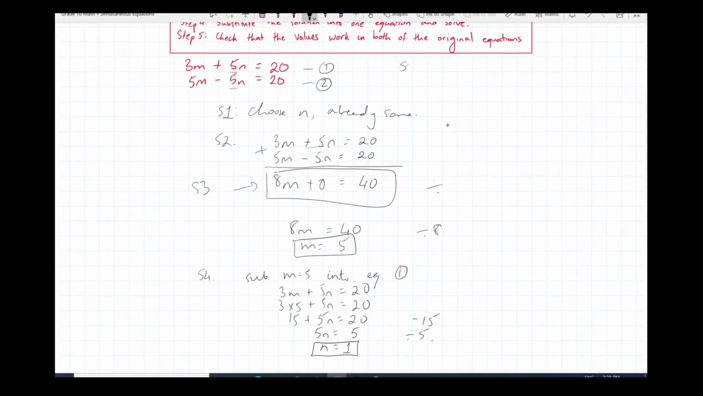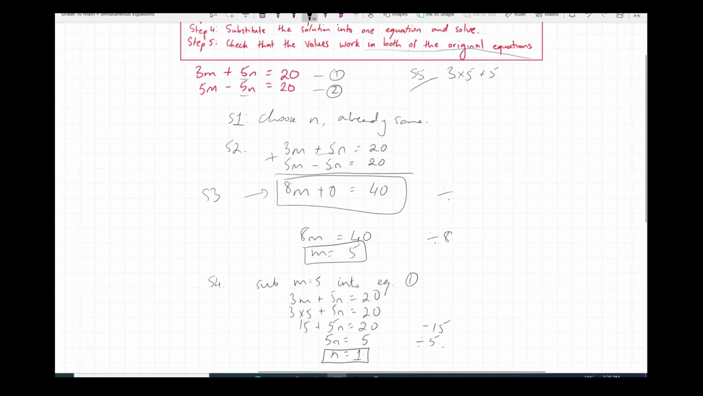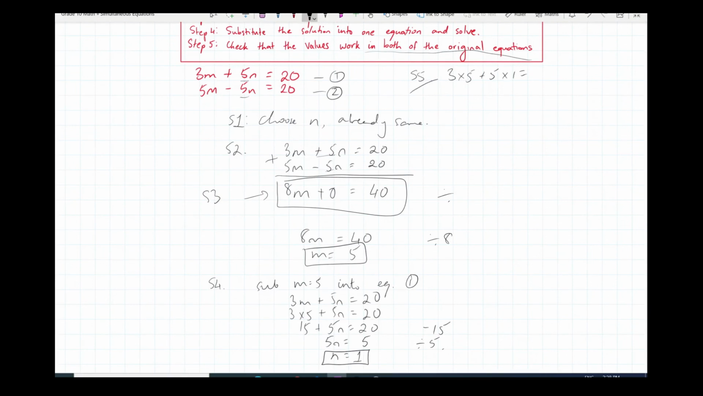Okay, let's do step 5, which is check that the values work in both of the original equations. So 3 times m, which is 5, plus 5 times n, which is 1, should equal 20. So 15 plus 5, 20, that's good, this does. And next is 5 times 5 minus 5 times 1 should equal 20, and yes it does, so that's okay as well.